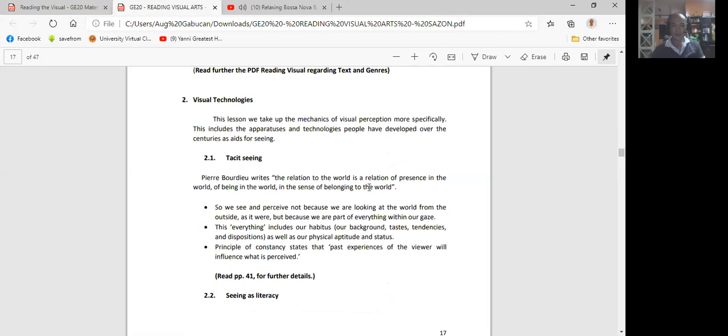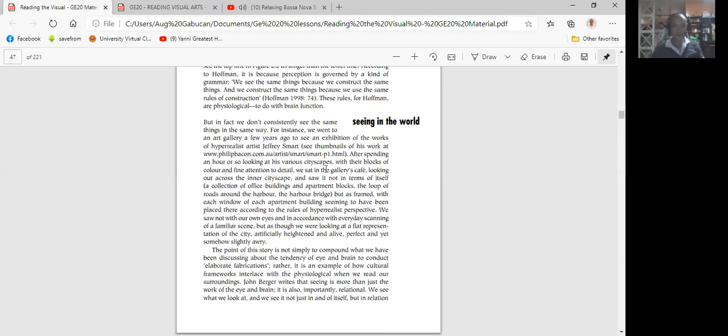The relation to the world is a relation of presence in the world, of being in the world, and in the sense belonging to the world. So we see and perceive not because we are looking at the world from the outside, as it were, but because we are part of everything within our gaze. So everything that we see, we are a part of it. This everything includes our habitus, our background, tastes, tendencies, and dispositions, as well as our physical aptitude and status. The principle of constancy states that the past experiences of the viewer will influence what is being perceived. So how you see the world, yun yung topic.